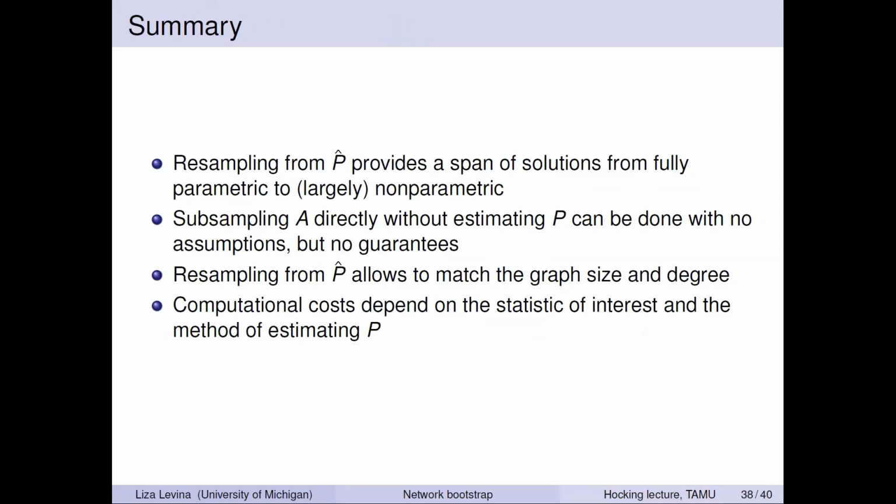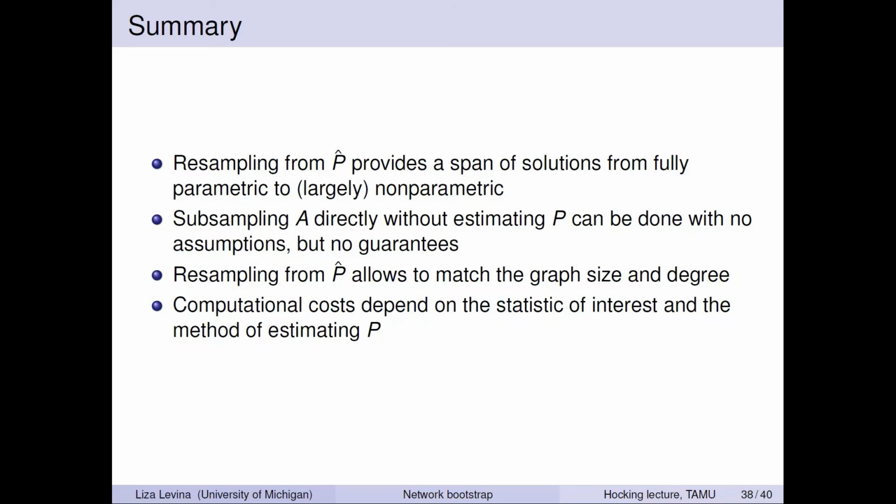So to summarize, resampling from an estimated distribution of the network that you get from the observed adjacency matrix gives you potentially a whole span of solutions from parametric to non-parametric, at least largely non-parametric. If you really don't want to make any assumptions like the latent variable models, you can do the subsampling, which people do in practice, but there are not many guarantees that it's actually doing correct bootstrap at this point. One big advantage of resampling from an estimated p hat is that you can then match the size and say other things like degree, because you can generate exactly an n by n adjacency matrix.